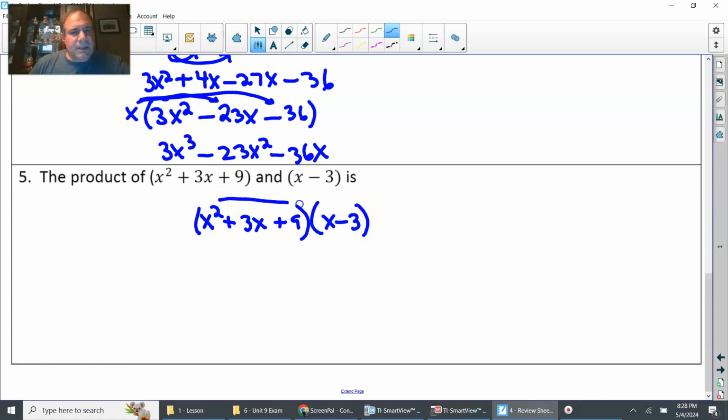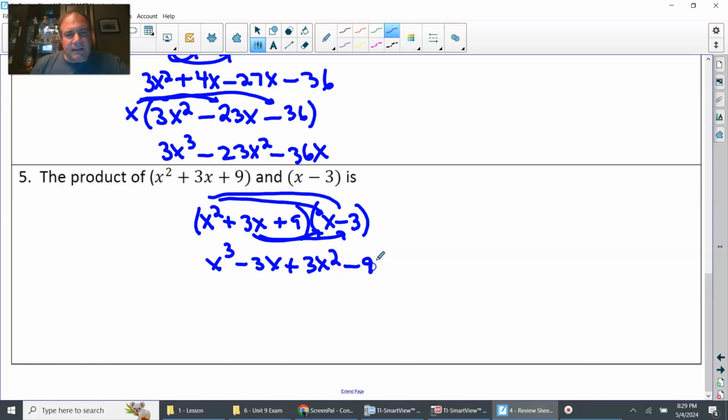And there we go. X times x, x squared, x to the third. X times negative 3 is negative 3x. 3x times x is positive 3x squared. And 3x times negative 3 is negative 9x. Then we just do 9 times x, which is positive 9x. 9 times negative 3 is negative 27.